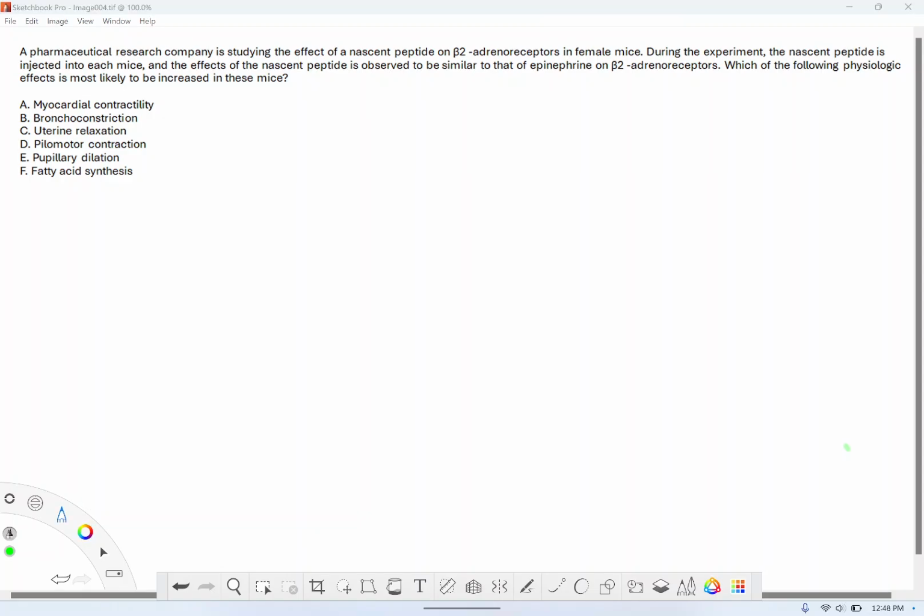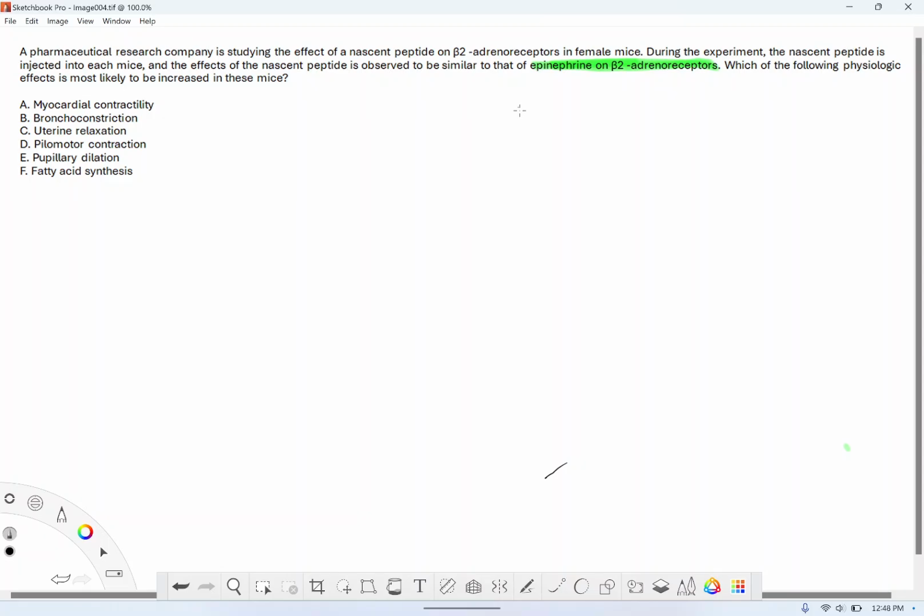Okay, so this is a relatively straightforward question. They want to know simply what is the function of beta-2 receptor. Or the interaction between epinephrine and beta-2 receptor. What's the end result of that? Or what's the physiology of that? So this nascent peptide that they're talking about is like epinephrine and it acts on beta-2 receptors. So when the two interact, what happens? Well, for us to answer the question, let's know what is beta-2 receptor.